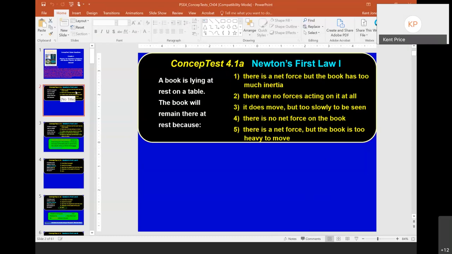So the book, yeah. So anyway, there's no net force.